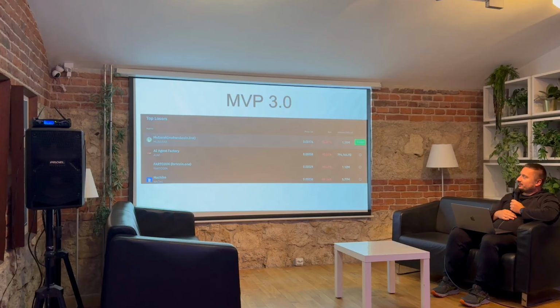And also top losers: if we have some pairs that are losing value very quickly, there is a chance that they will start rising very quickly as well.